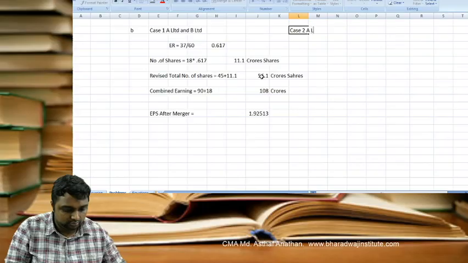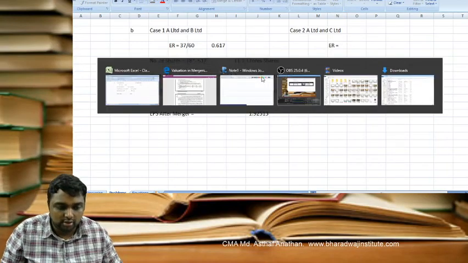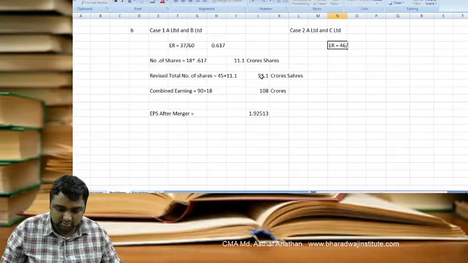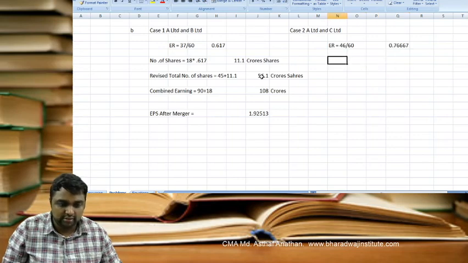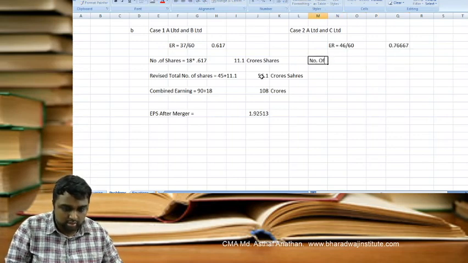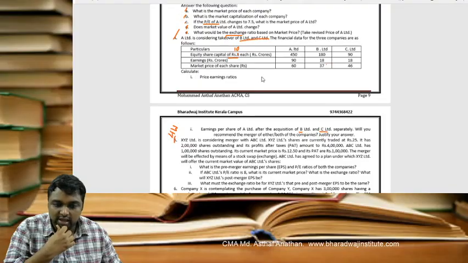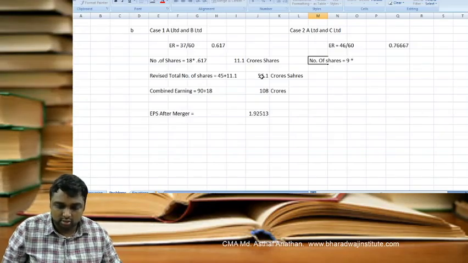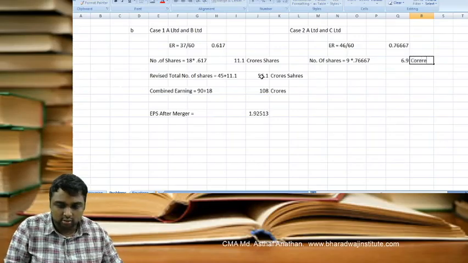Now case 2. What is case 2? A Limited and C Limited. First we will go with exchange ratio. What is exchange ratio? 46 by 60, you will get 0.767. What will be the number of shares? Your existing number of shares here is only 9 crore. So 9 crore into 0.767. What will be the answer? You will get 6.9 crores.